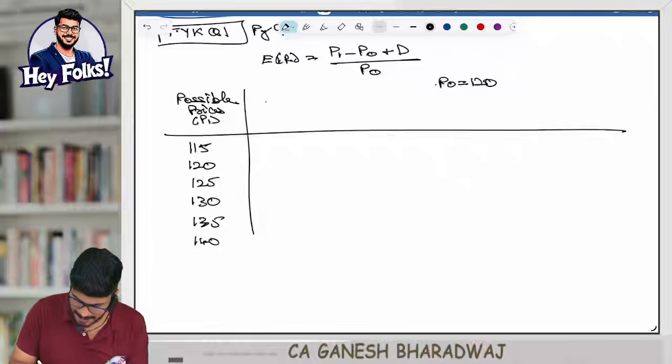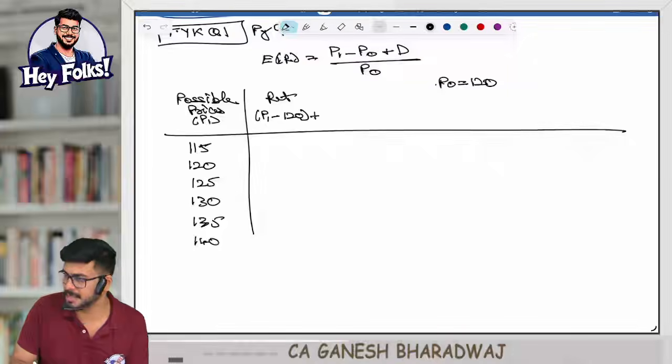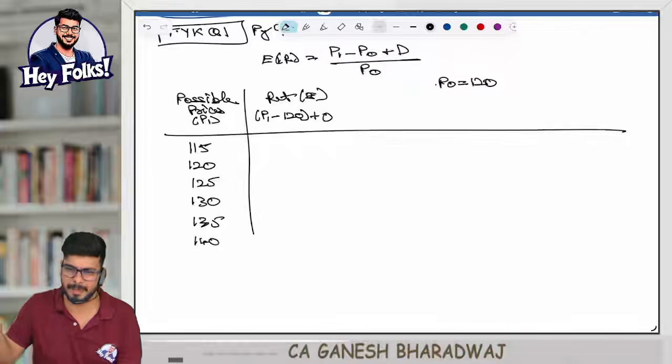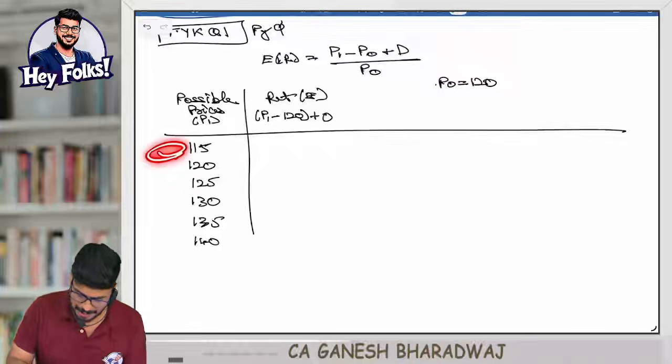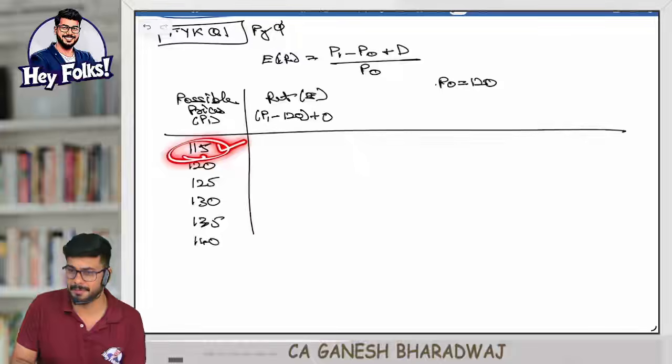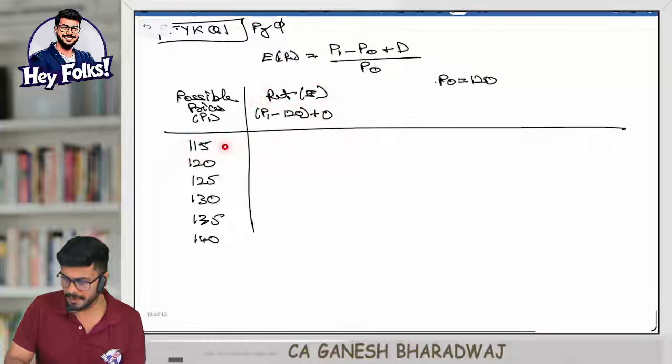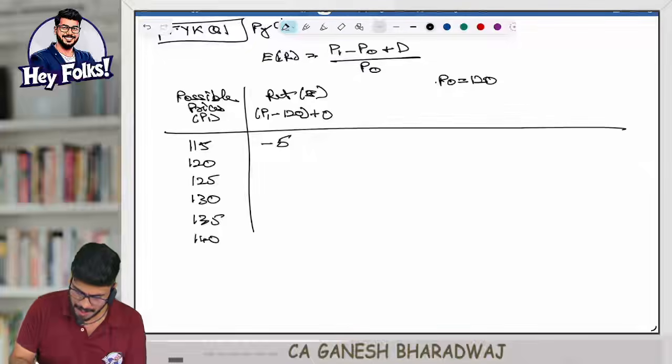No. So can I say the return has to be what? P1 minus P0, which is 120. Can I put it as 120? Guys, correct? Plus D. How much is it? 0. Right? And here I'll put it as return in rupees. Then we will divide it by the denominator. Are you all able to understand? Now tell me, how much is it in the first outcome? If my price is 115, how much will be my absolute return? 115 minus 120. How much is that? So minus 5. Second, 120 minus 120, 0. 125 minus 120, 5.